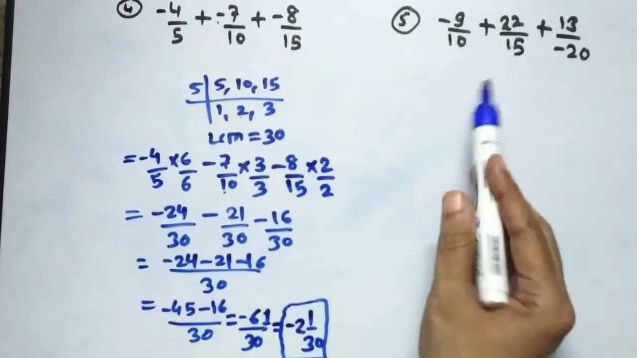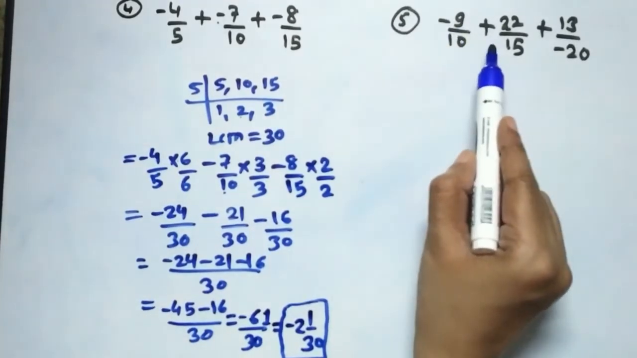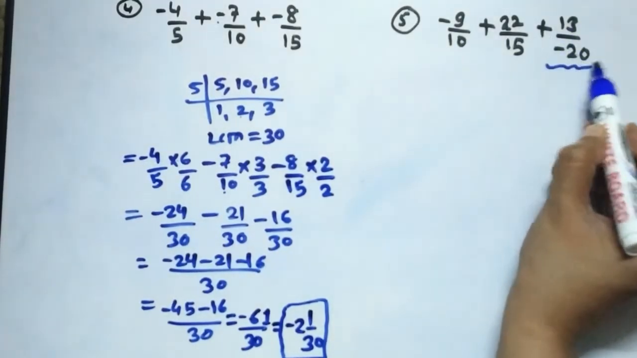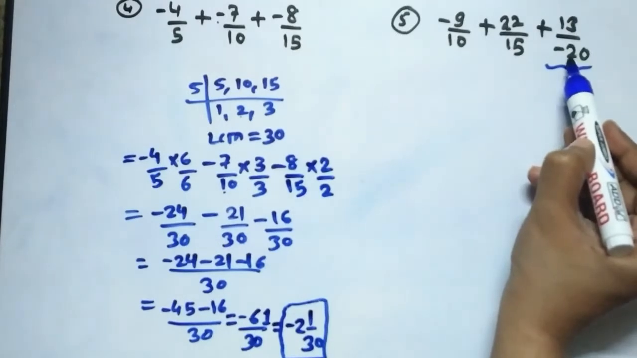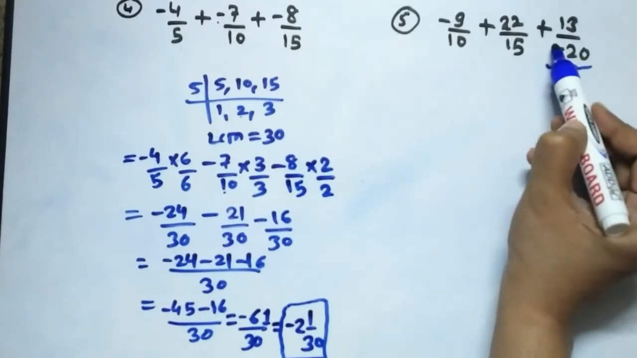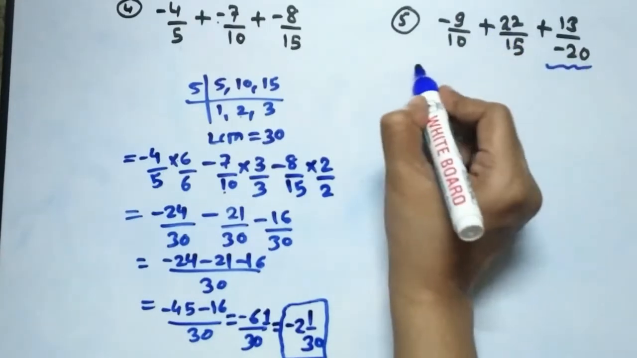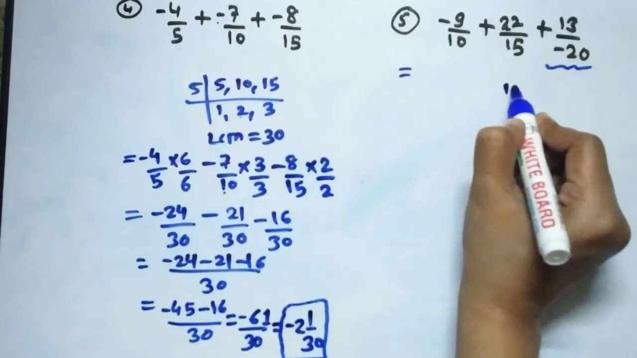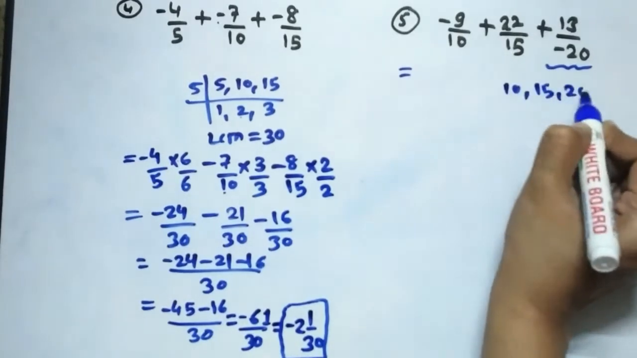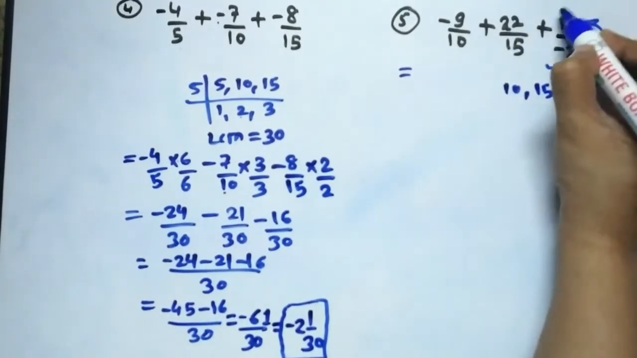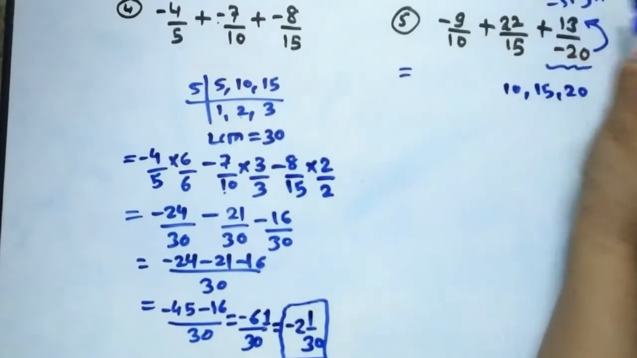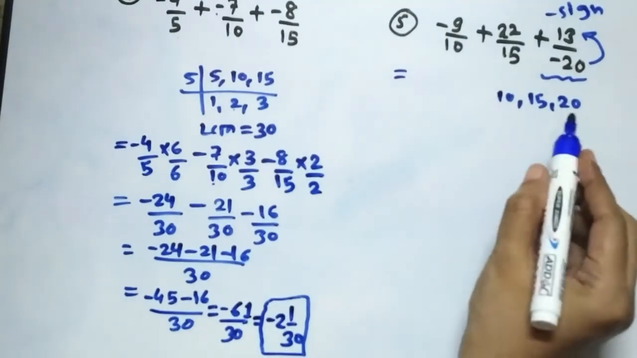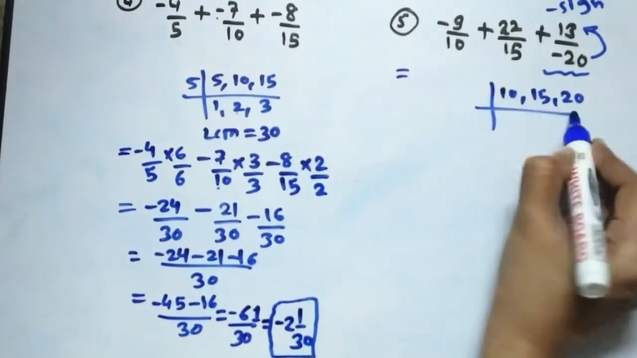Now moving to this question, here minus of 9 by 10 plus 22 upon 15 plus 13 upon minus 20. Friends, here observe, here denominator contains a negative sign. You can shift this minus sign to upside also. So here first of all we'll find out the LCM of this 10, 15 and this 20. Minus sign you can shift up. So friends, here just find out the LCM.